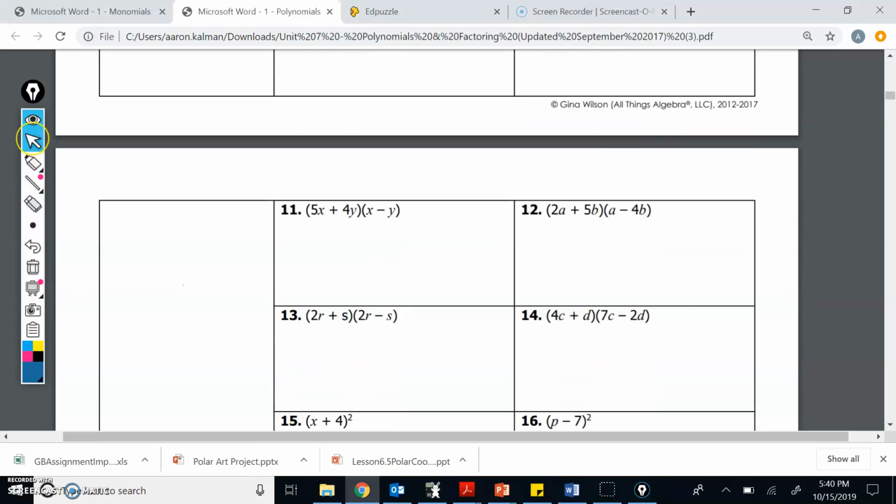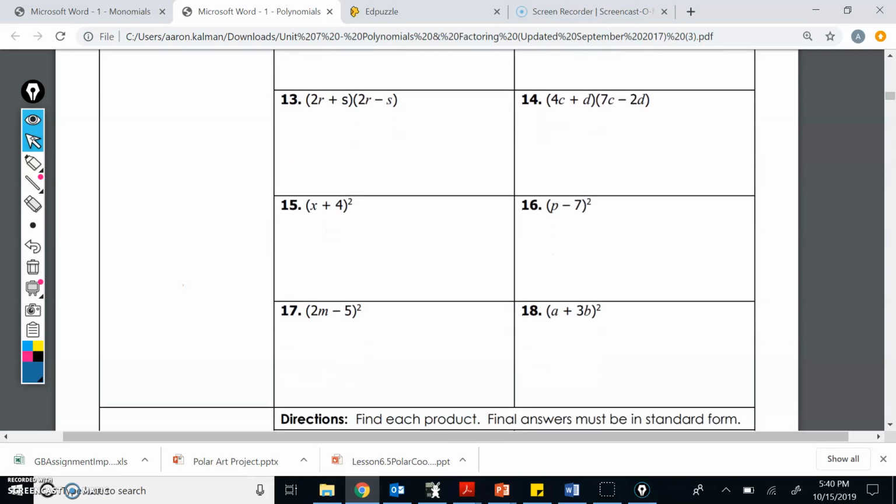Let's move on. Let's do one of these over here. These are some cool cases here that I feel like you guys may forget, but let's talk about number 17. What 2m minus 5 squared means is that you're going to take 2m minus 5 and you're going to multiply it by itself. You do not distribute the 2 inside here. That is a big no-no. You do not distribute. Rewrite it in terms of 2 factors, and now let's double distribute.